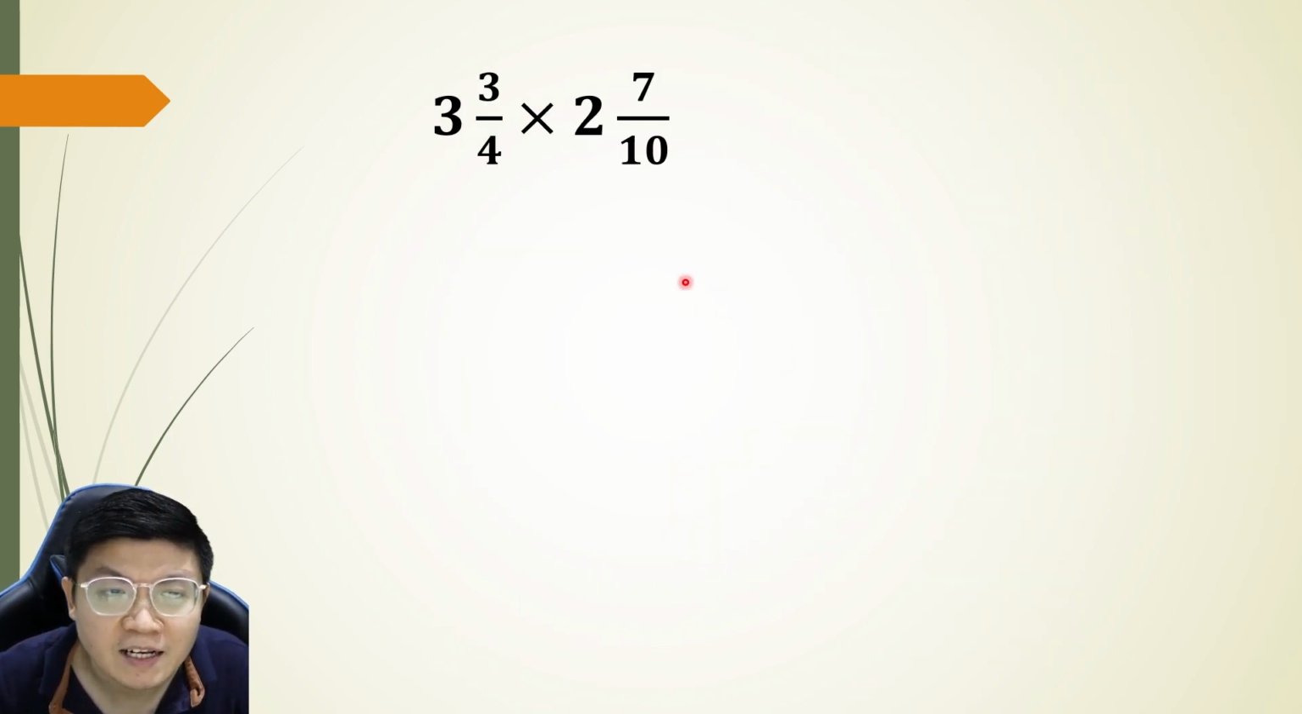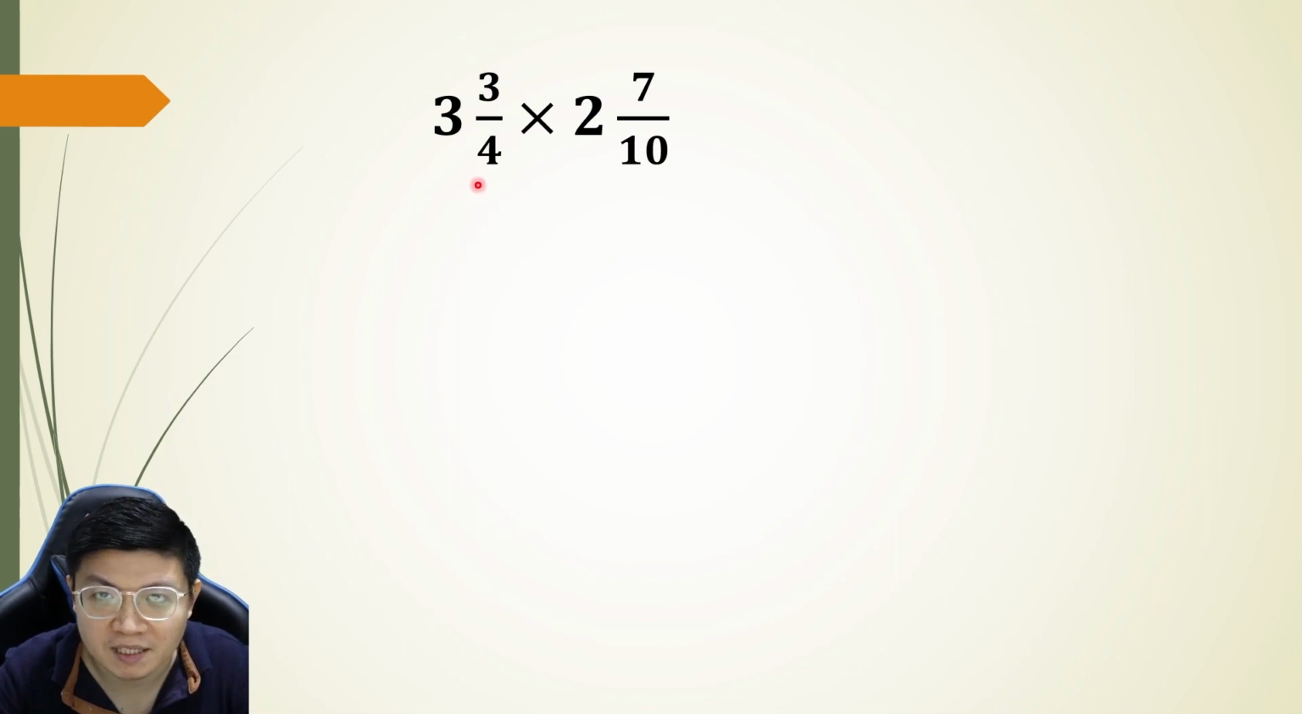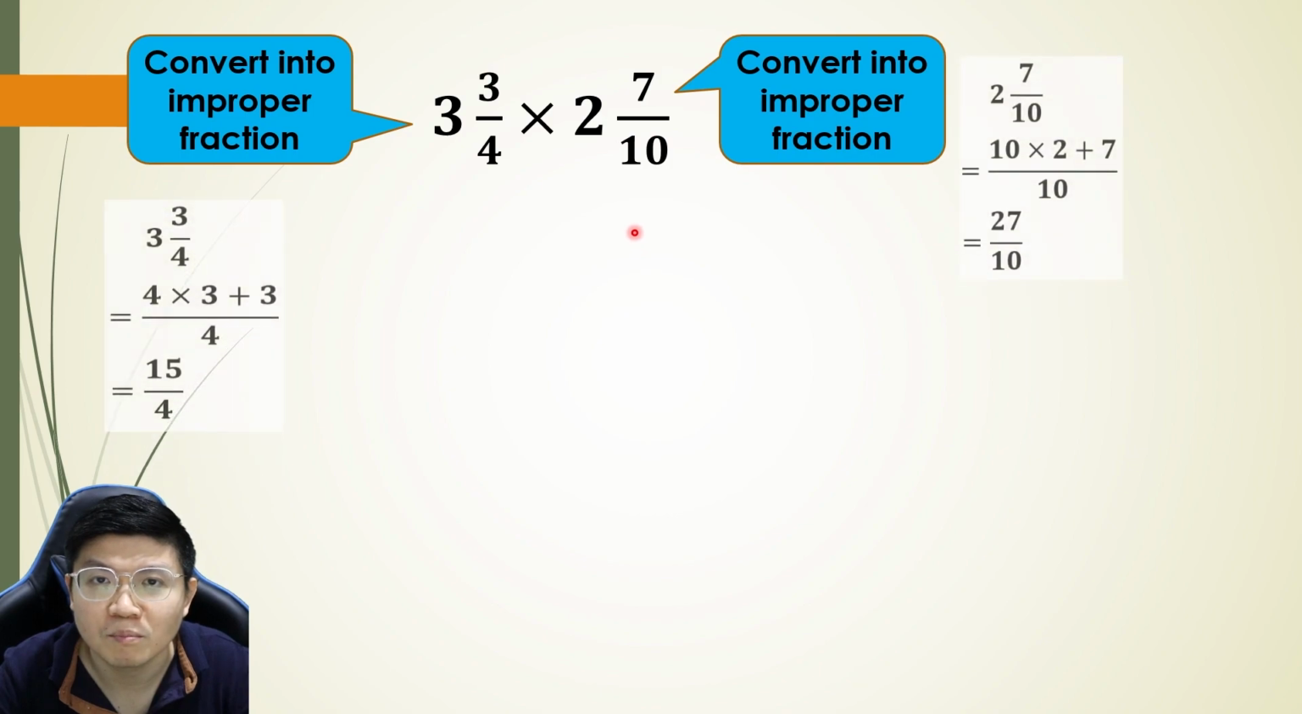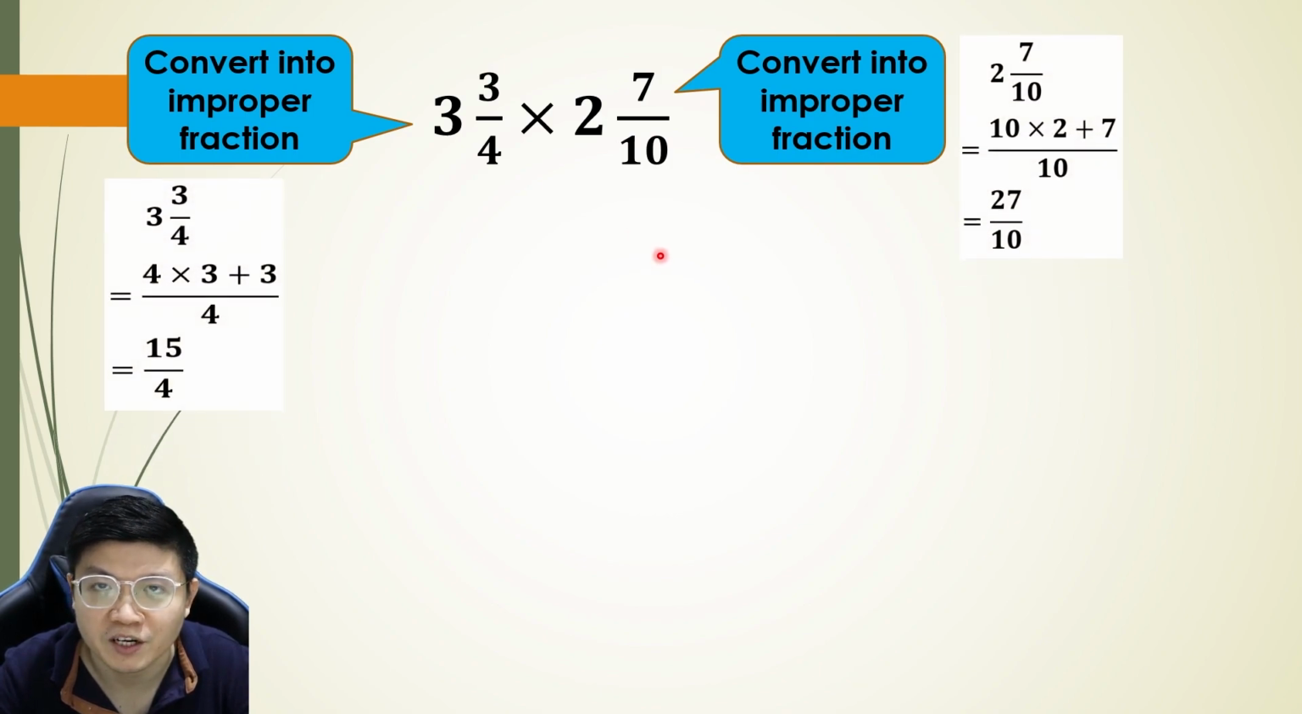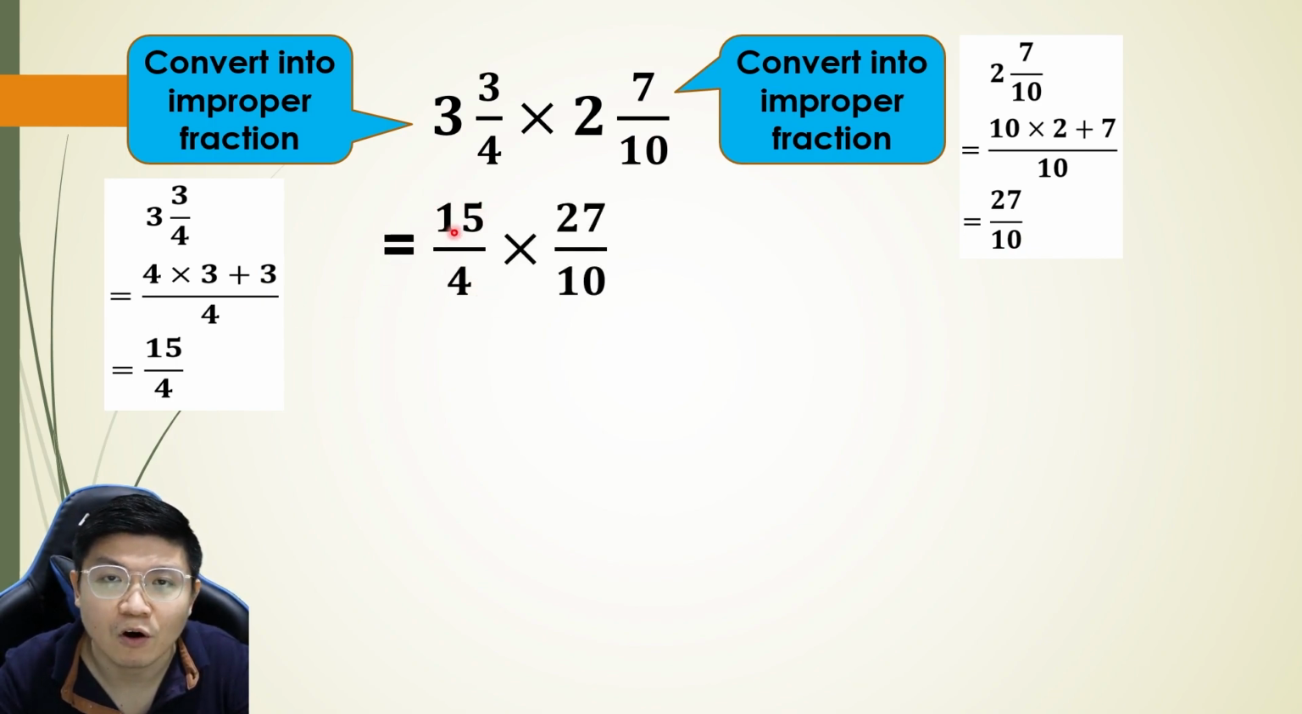Okay. Next, this is a mixed number, and the right-hand side is also a mixed number. So you need to convert both into improper fractions, right? So 3 over 4, after you convert, you get 15 over 4. And 2 and 7 over 10, when you convert, you get 27 over 10. So after you convert, you write them back. Yeah? So equal to 15 over 4 multiplied by 27 over 10.